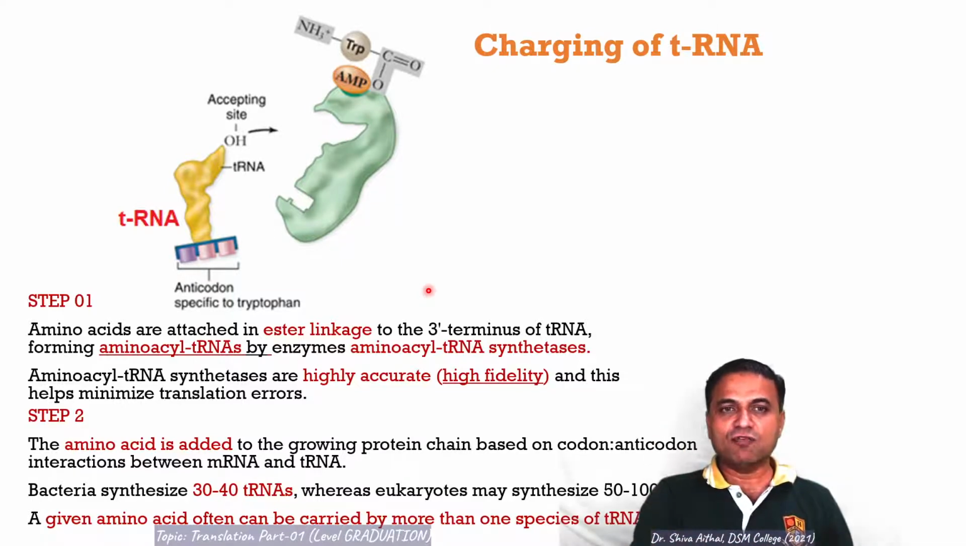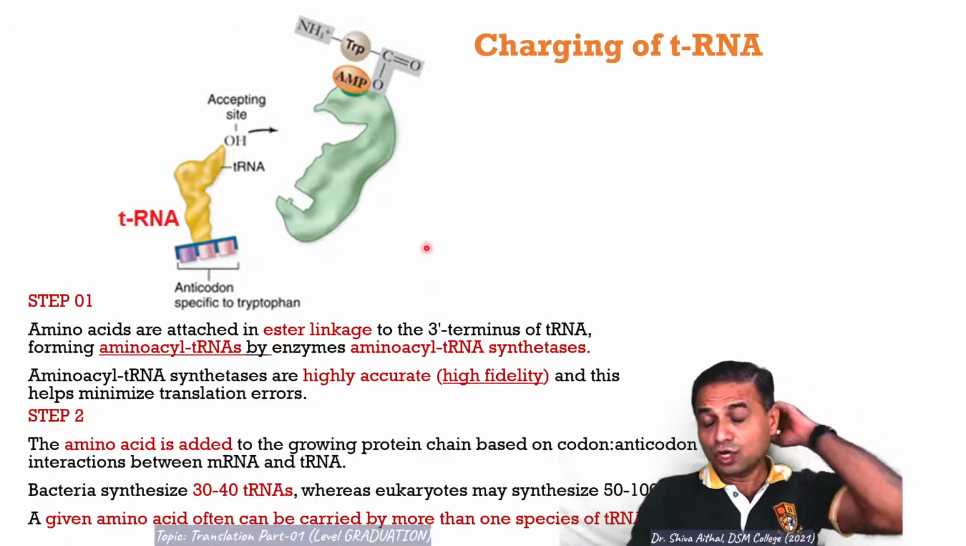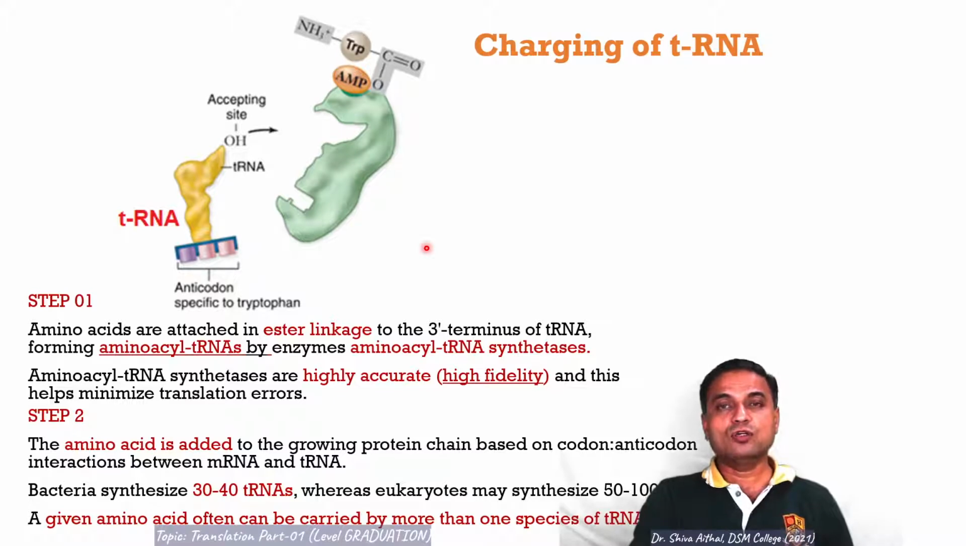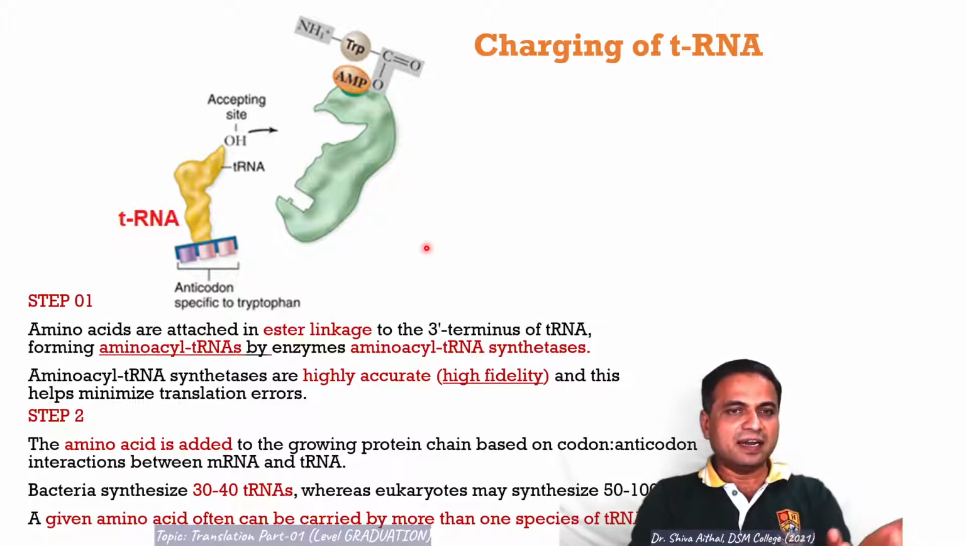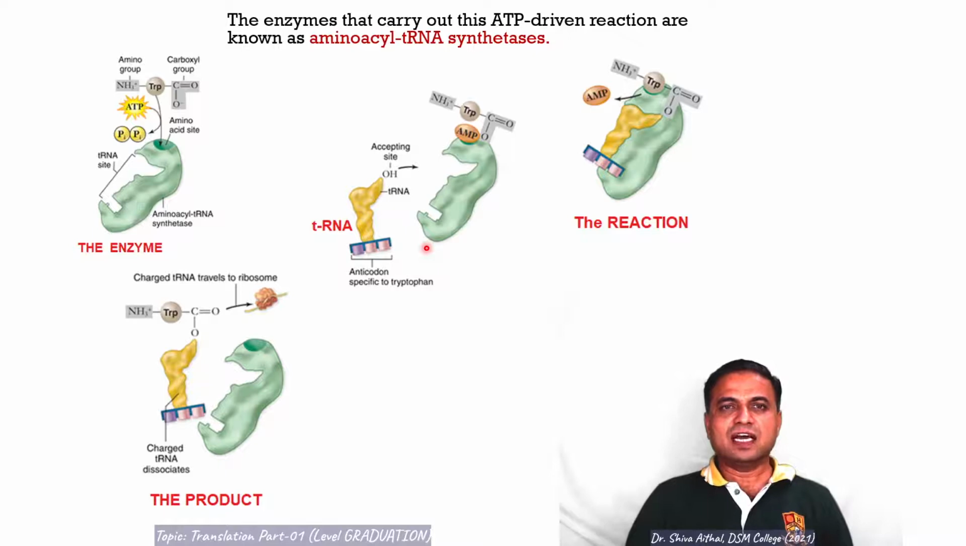Bacteria have 30 to 40 types of such tRNAs, whereas in eukaryotes 50 to 100 molecules may be present. A given amino acid often can be carried by more than one species of tRNA, and that is what the degeneracy of the code is all about. Okay, so the enzyme which carries out this ATP driven reaction is known as amino acid tRNA synthetase.